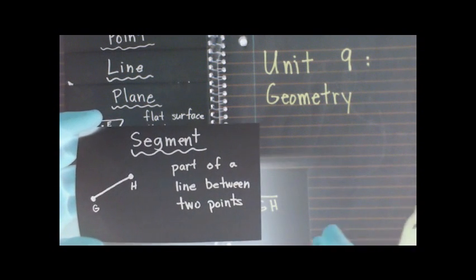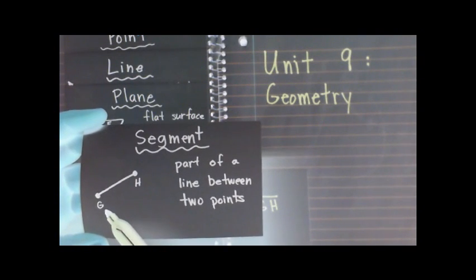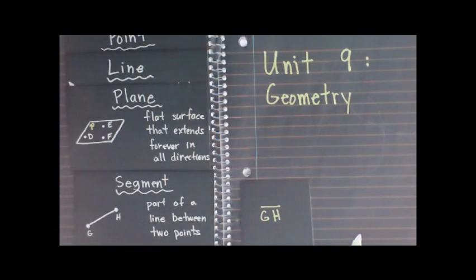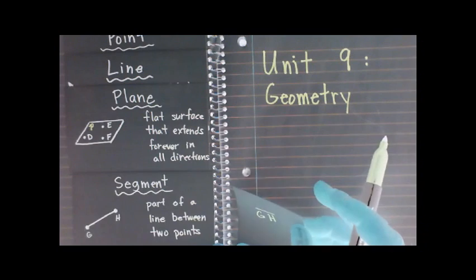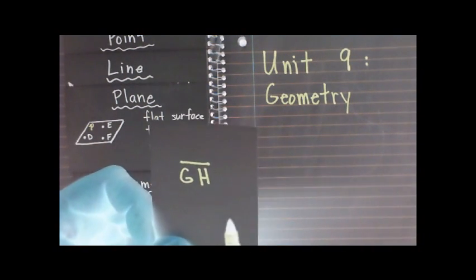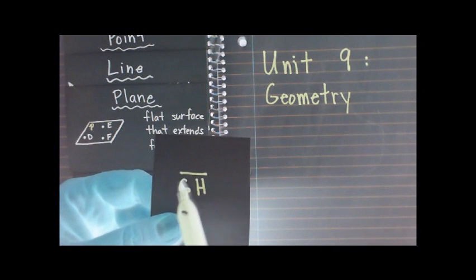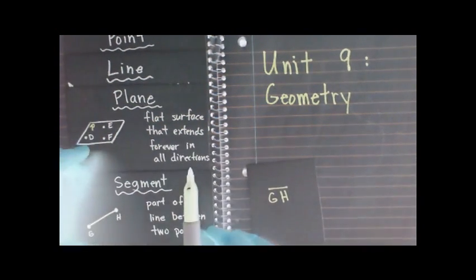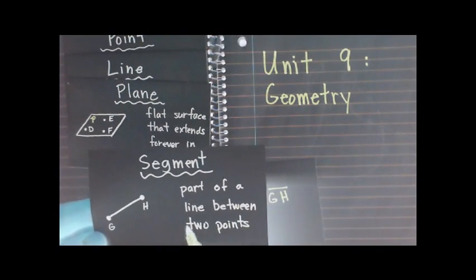A segment, or a line segment, is a part of a line between 2 points. Here we have a segment between the points G and H, and so we would call this line segment GH. And we designate it by the capital letter G and the capital letter H and just a straight line over the top. Notice there's no arrows on it because a line segment doesn't extend forever in space. It only extends between the points G and H.